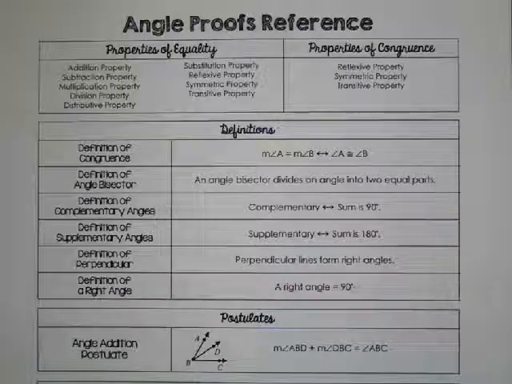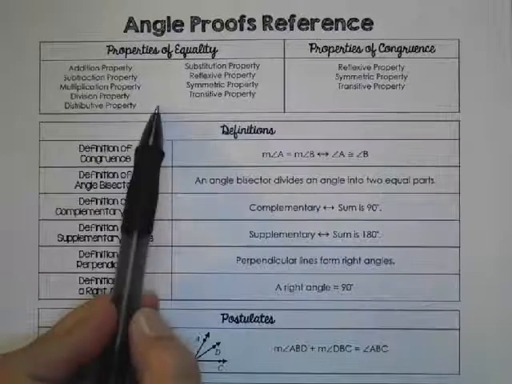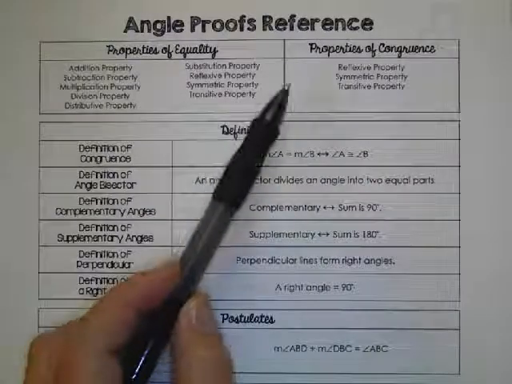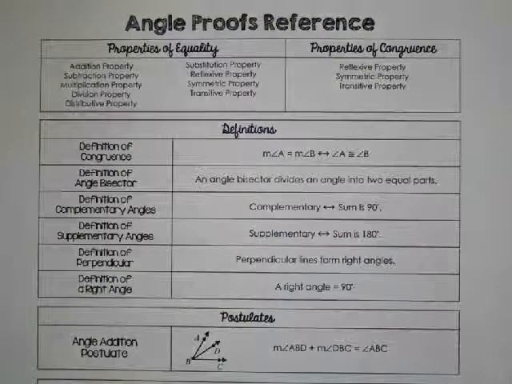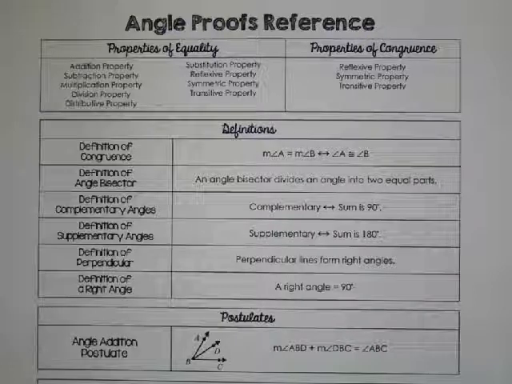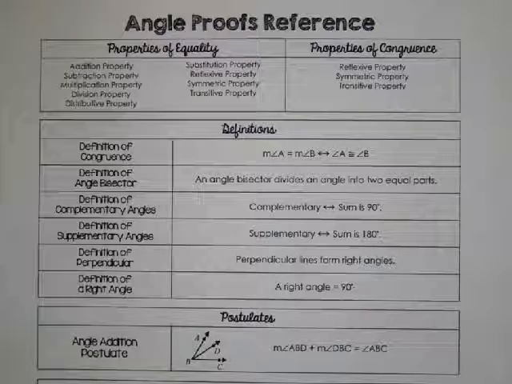Today we're going to talk about our final type of geometry proof in this particular chapter, which is angle proofs. We've already done properties of equality with algebra proofs. We've used properties of congruence in our segment proofs, and all of these properties can be used with angles. And then we're going to add in some more definitions and postulates that we use. So we don't have to write anything in today, we're just going to read these through.